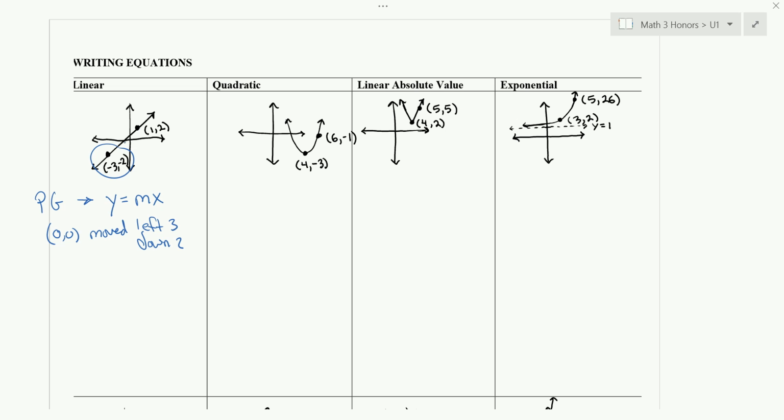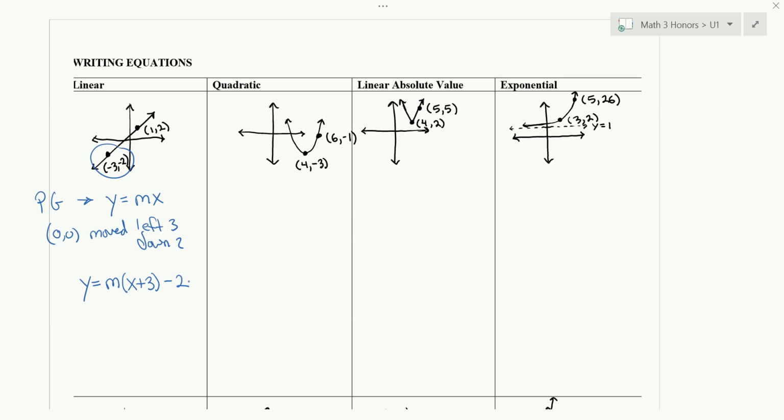And because it's been translated, we're going to have to rewrite our equation to fit that translation. So instead of y equals mx, it's now going to be y equals m in parentheses. I want to go left 3, so it's going to be x plus 3. That moves it left 3. And I want to move down 2, so I put a minus 2 at the end. So it's a different starting place. And then after that, I just find the slope. And I got my answer. Okay, but you have to factor in that translation.